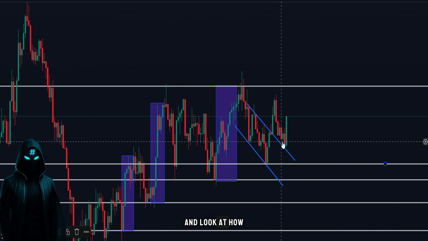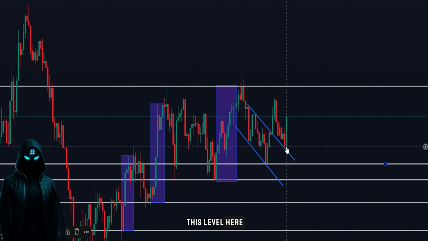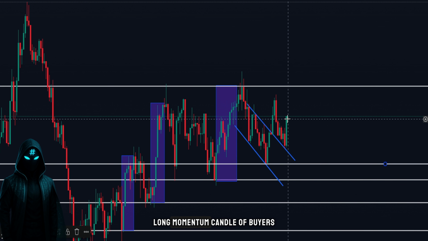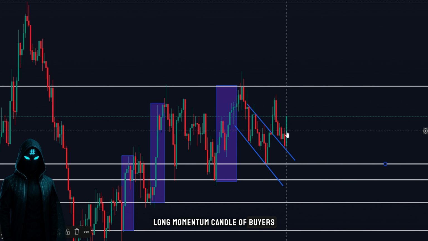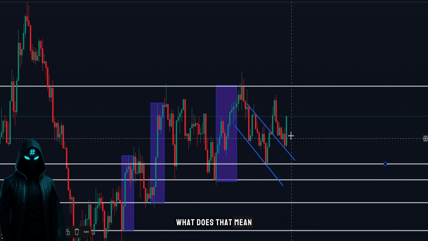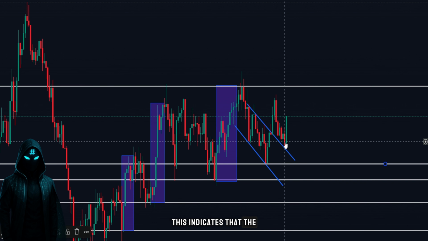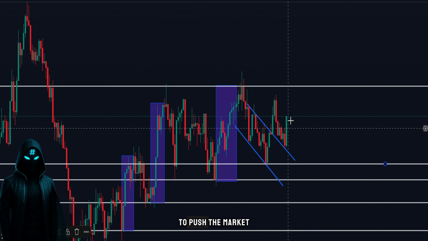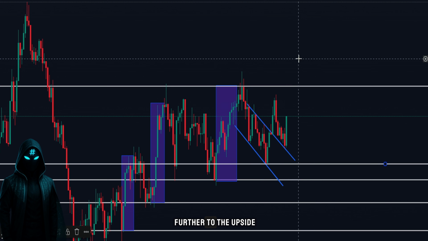And look at how it is reacting at this level here. It is giving us a very big long momentum candle of buyers, and this candle is also engulfing. What does that mean? This indicates that the buyers are ready to push the market further to the upside.